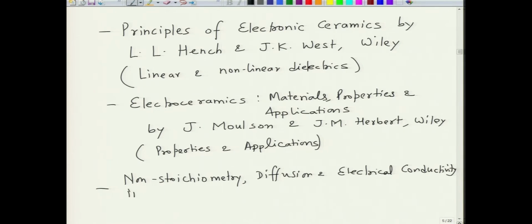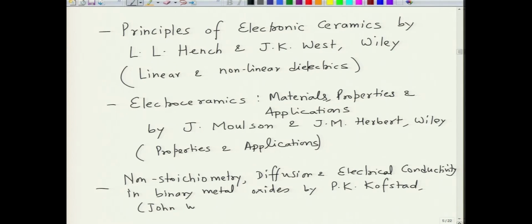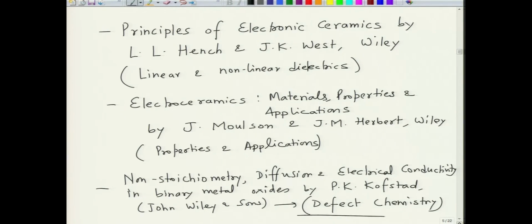in binary metal oxides by P.K. Kofstad, and this is again basically John Wiley and Sons. This is very good from the perspectives of defect chemistry. So, those who want to improve their knowledge of defect chemistry can read this book.